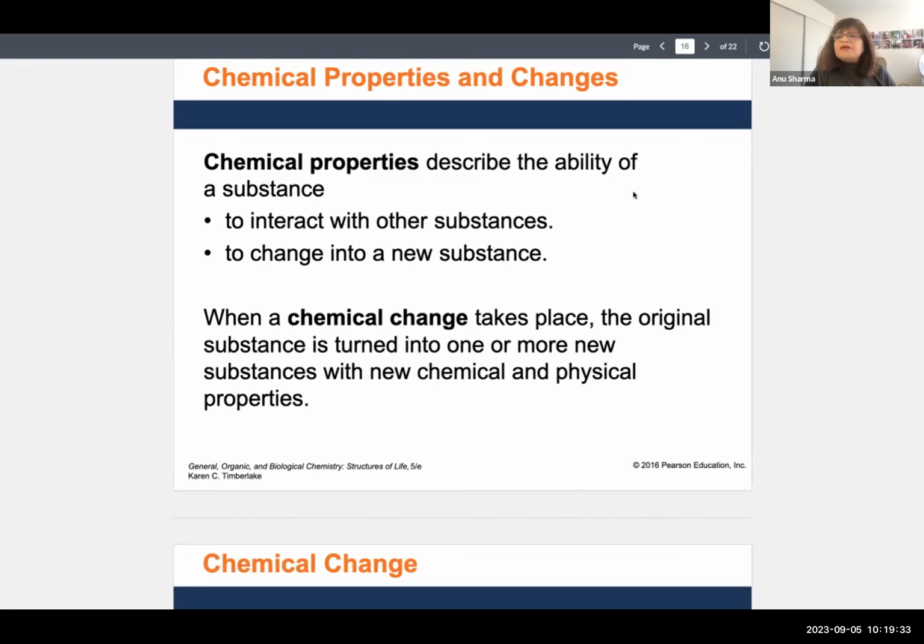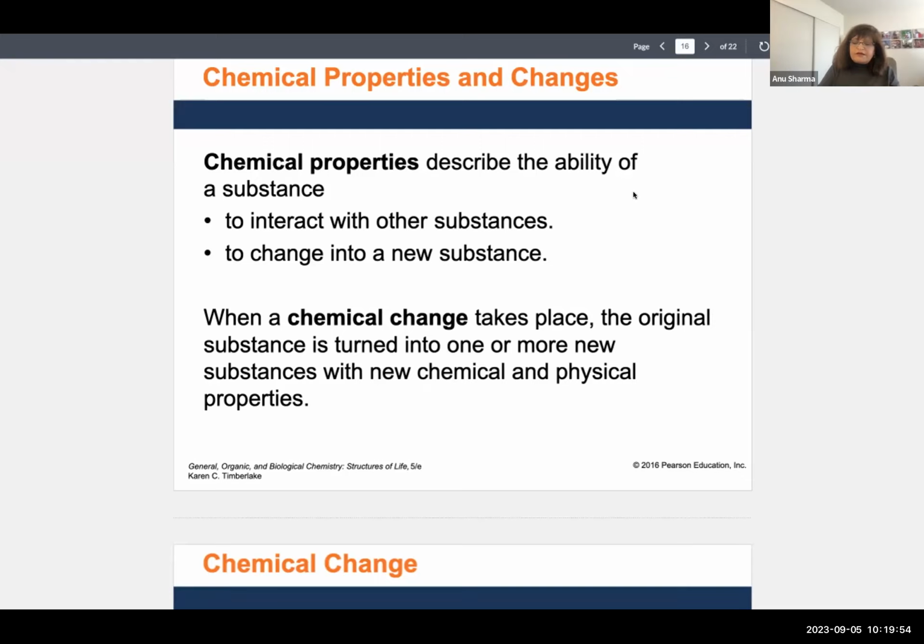Chemical properties describe the ability of a substance to interact with other substances to change into a new substance. So chemical properties are the properties that define the ability of a substance. Is this even going to react or not? Not everything reacts with each other, but that is the chemical behavior, the chemical property of that substance.